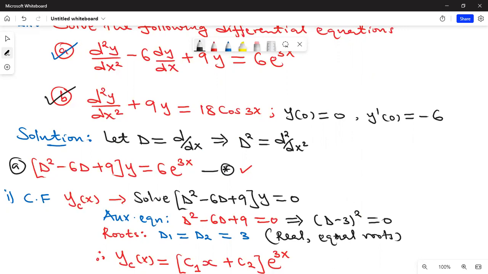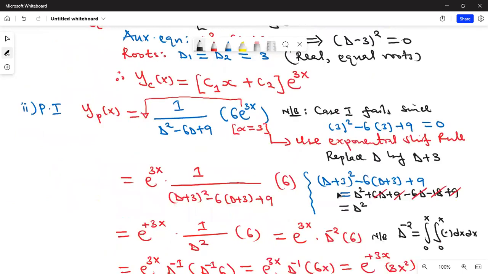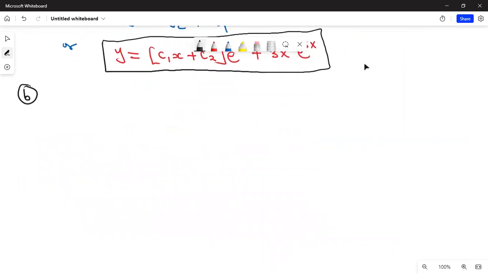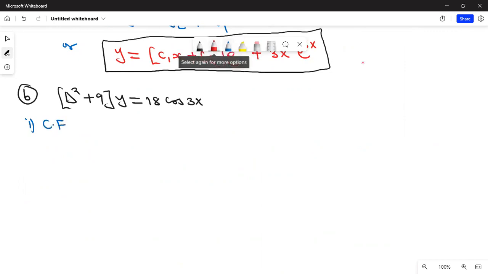So first of all, let's get our general solution, and then we'll apply the initial conditions to get the particular solution. So we go back to part B here and write it in terms of the D operator. We'll have D squared plus 9 operating on y to give us 18 cos 3x. We have two solutions. The first one is the complementary function, which we denote by yc of x.